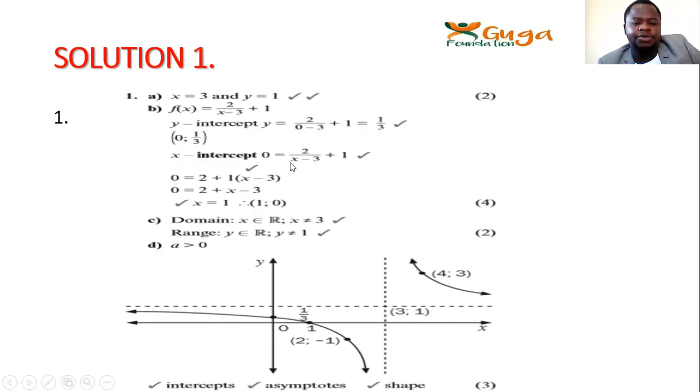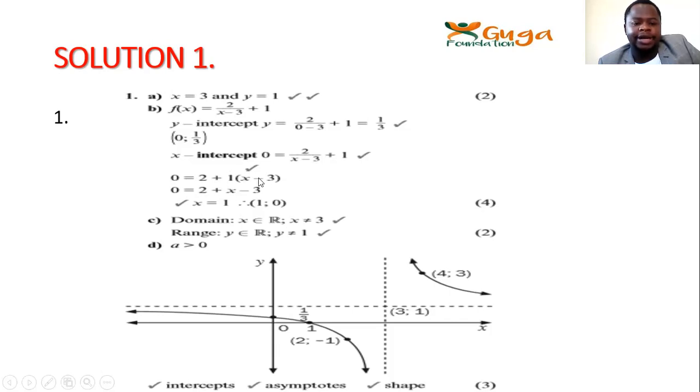And then the x-intercept is when your y is equal to 0. So here on y it will be 0. It will be 0 equals 2 over x minus 3, plus 1. So here your denominator is x minus 3. It means that you have to multiply throughout by the denominator x minus 3 for you to get 0 equals 2 plus 1 times x minus 3.